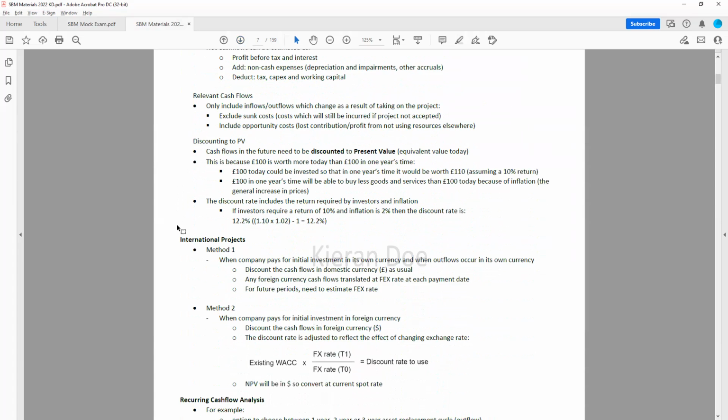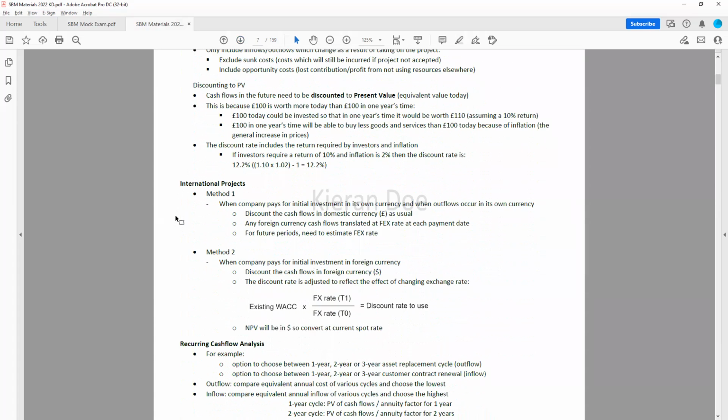I'll also explain how to calculate the present value of annuities, perpetuities, etc., and what they represent. We'll also think about international projects and how we would account for those and how to deal with those when they come up in exam questions. That's, of course, a new area for SBM.